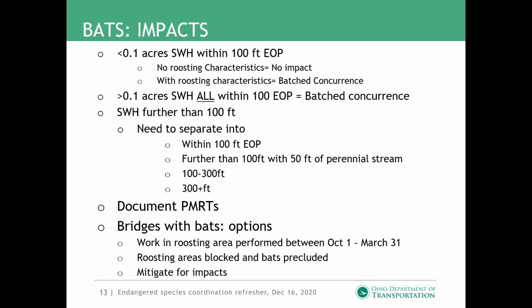And then if we find a bridge that does have bats, we have a few options. We can work outside of their summer roosting dates. So we could do the bridge work between October 1st and March 31st, or we can block out areas to preclude bats from using that area the next roosting season.